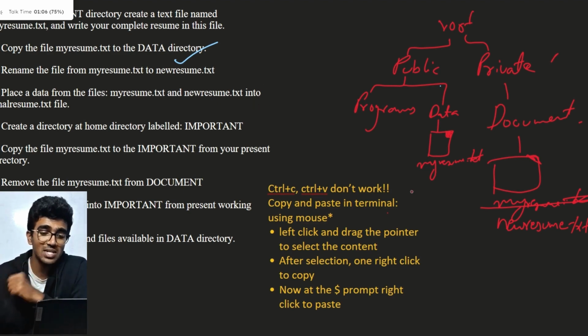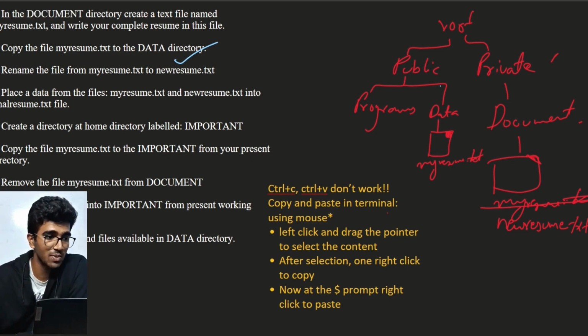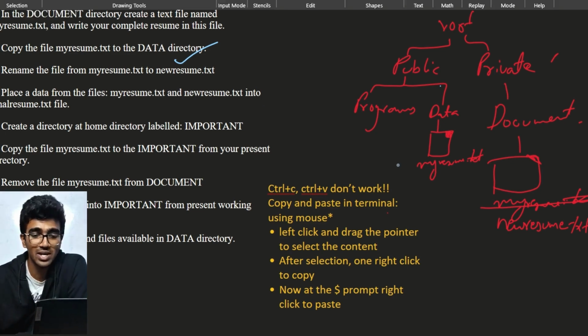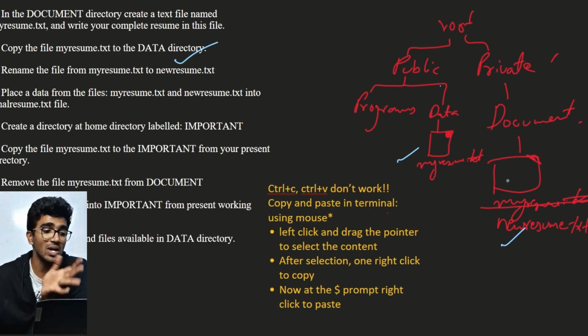Okay, now the next question is: place the data from the files myresume.txt and new resume.txt into final resume.txt. So the question is asking, these are the two files which we have created earlier, myresume.txt, which is in the data directory, and the present file new resume.txt. It is asking you to combine the data in both the files and place it into another file called final resume.txt. How can we do that?